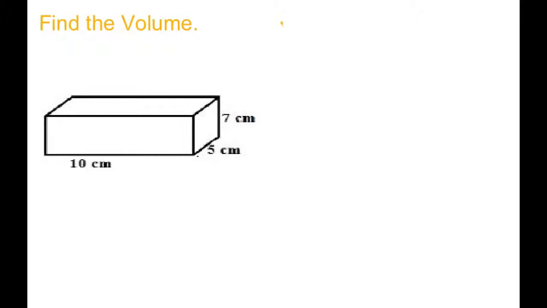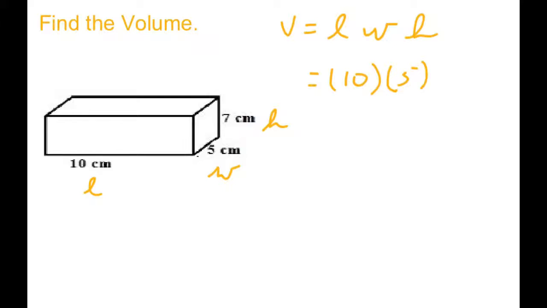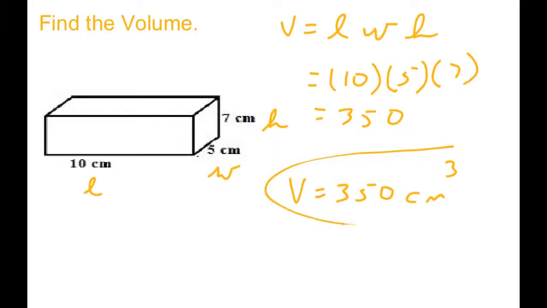Alright, so volume, we know, is length times width times height for a rectangular prism. That's our length, that's our width, that's our height. I'm always writing that formula and then substituting numbers in. That's a good habit. So my length is 10, my width is 5, my height is 7, and then 10 times 5 times 7 is 350. So my volume is 350 centimeters to the third power, or centimeters cubed.